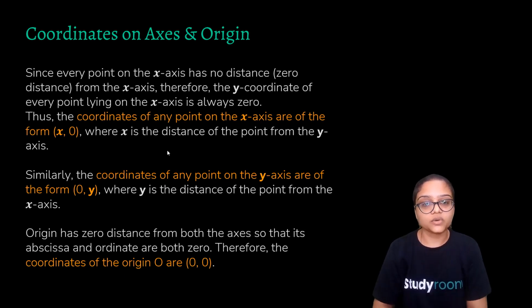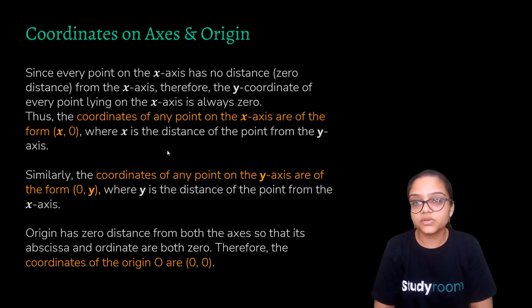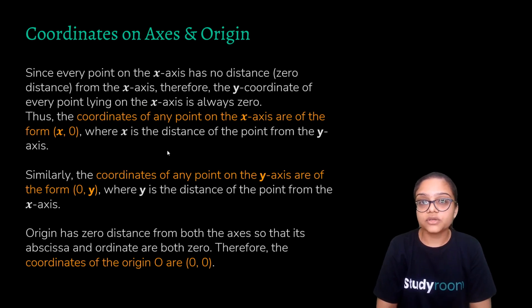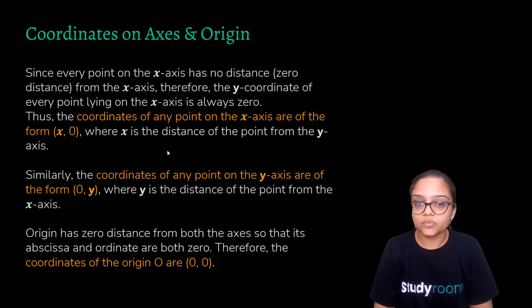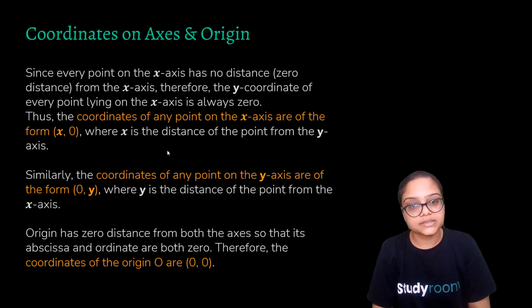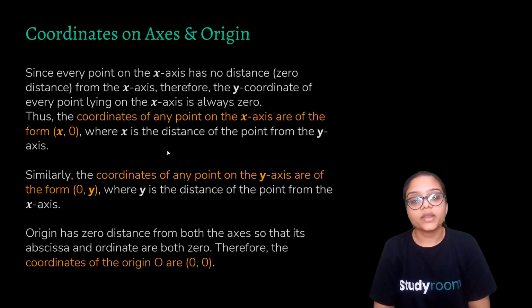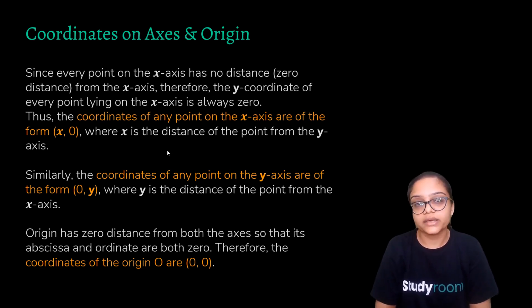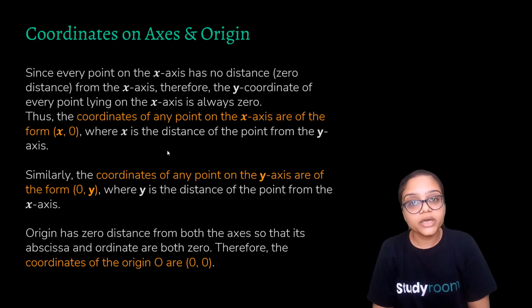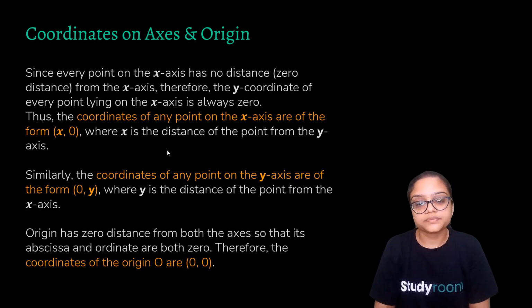Since every point on the x-axis has zero distance from the x-axis, the y-coordinate of that point would be 0. It's obvious, right? So the coordinate of any point on the x-axis would be (x, 0), where x denotes the distance from the y-axis. Correct? And similarly, the coordinate of any point on the y-axis would be (0, y), where y denotes the perpendicular distance from the x-axis. And the origin coordinates would be (0, 0).